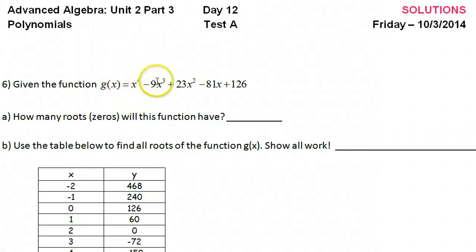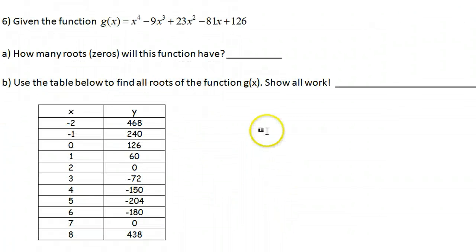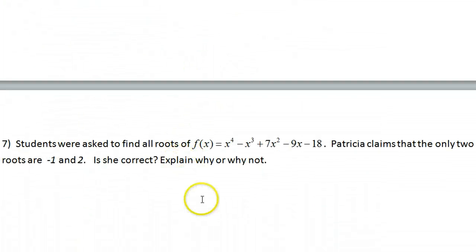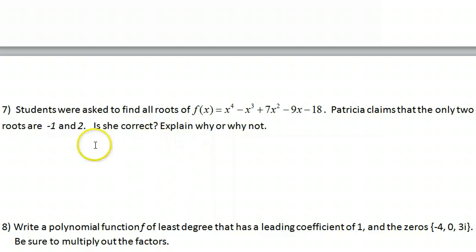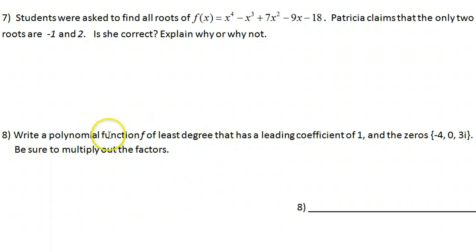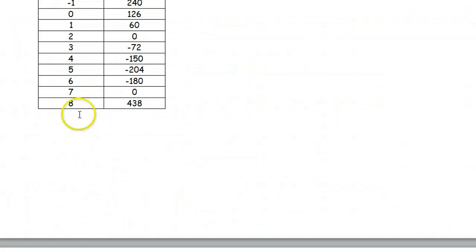Alright, this is part 3 of a lesson on polynomials. In this video we're going to be finding the rest of the zeros given a couple zeros from a chart. We'll be discussing whether or not Patricia is right about the two roots for this function, and we will be building a polynomial function from these three zeros that were given. Alright, so let's proceed.